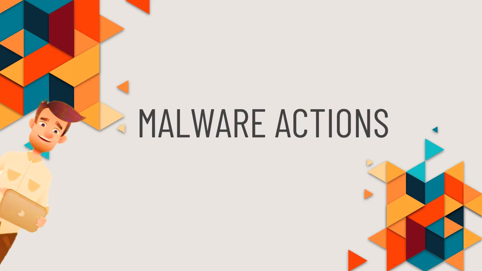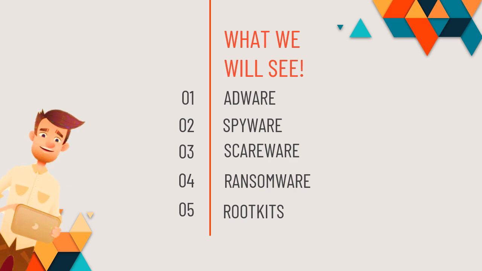Last section we have seen about infection methods of different malwares. So in this section we are going to see about malware actions. What we will see in this section are adware, spyware, scareware, ransomware and rootkits. These are all different types of malware that get into your computer system, and based on their actions we will have to pay somewhere, or we will be scared, or we will actually lose our time and our privacy itself. So we are going to see each one.